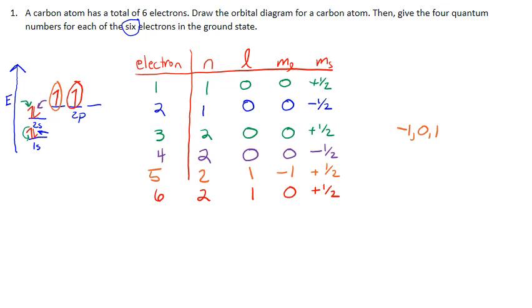So my p orbitals, I can kind of place these possible quantum number values below them. There's a p orbital, there's a p orbital, there's a p orbital, and I had electron 5 right here, and electron 6 right here, and that's why I chose -1 and 0 for the m sub L values.